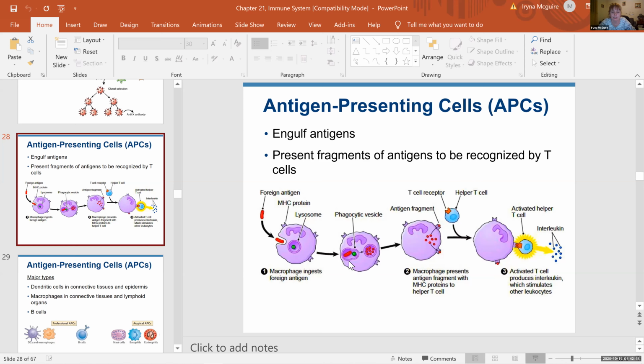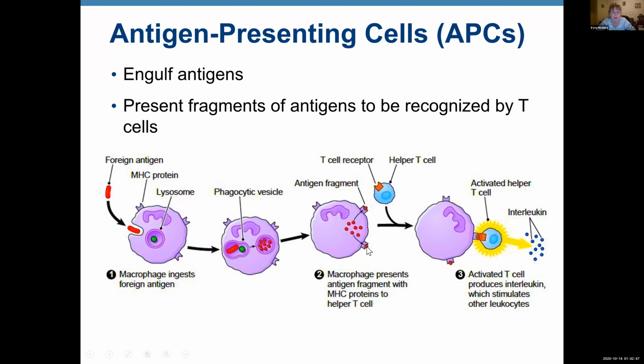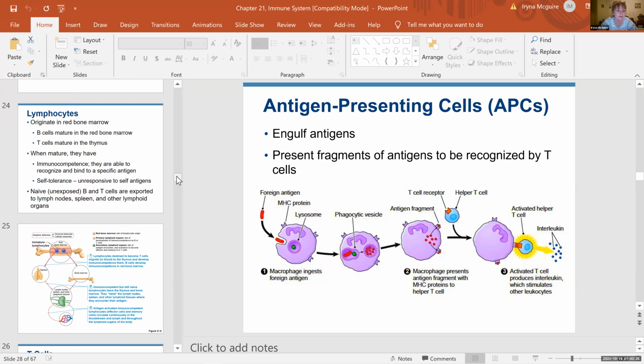Okay. So here we have a macrophage presenting this fragment of antigen to a helper T cell. The helper T cell has this T cell receptor that needs to fit the shape of this antigen, and then it becomes activated and starts releasing chemicals that we call interleukins. Leukin means leukocytes and inter means between. So those are chemicals that allow leukocytes, or white blood cells, to communicate with each other. So it's called interleukin. Then we will follow those interleukins and see what they are going to do.